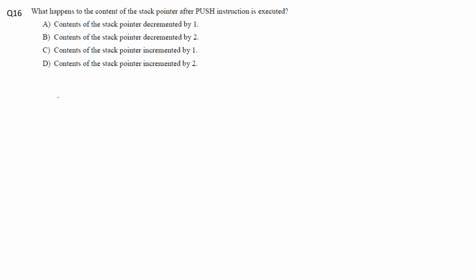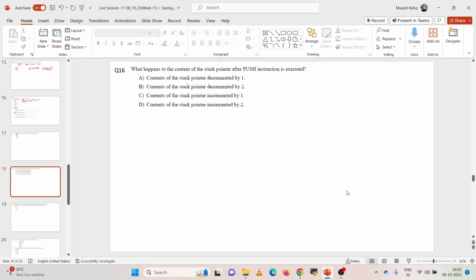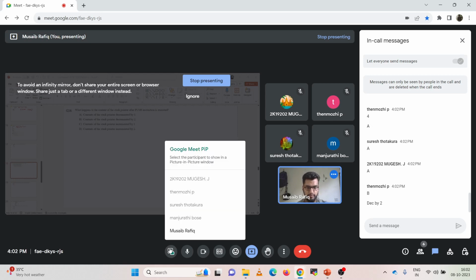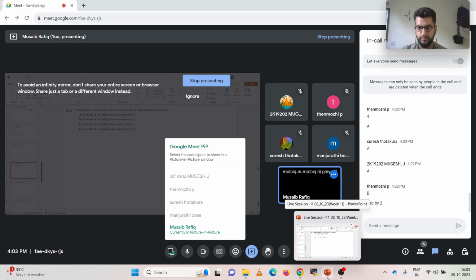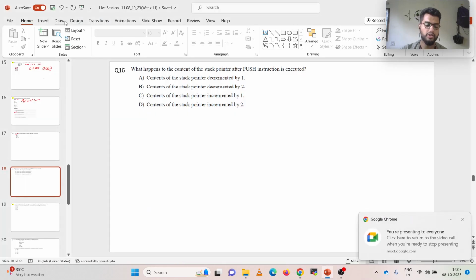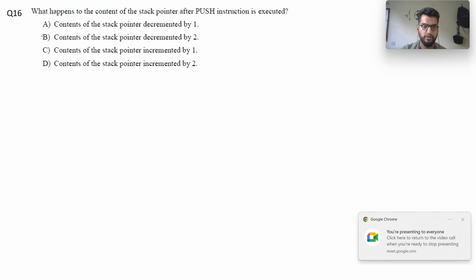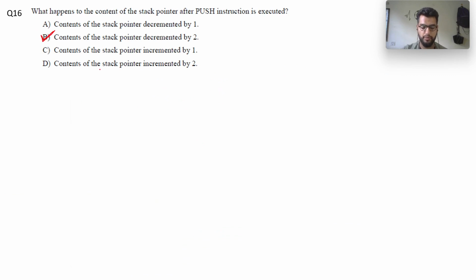Next, what happens to the content of the stack pointer after a PUSH instruction is executed? A, contents of stack pointer decremented by 1. B, decremented by 2. C, incremented by 1. D, incremented by 2. Anyone? Yeah, as rightly said by the student, the contents of the stack pointer get decremented by 2.